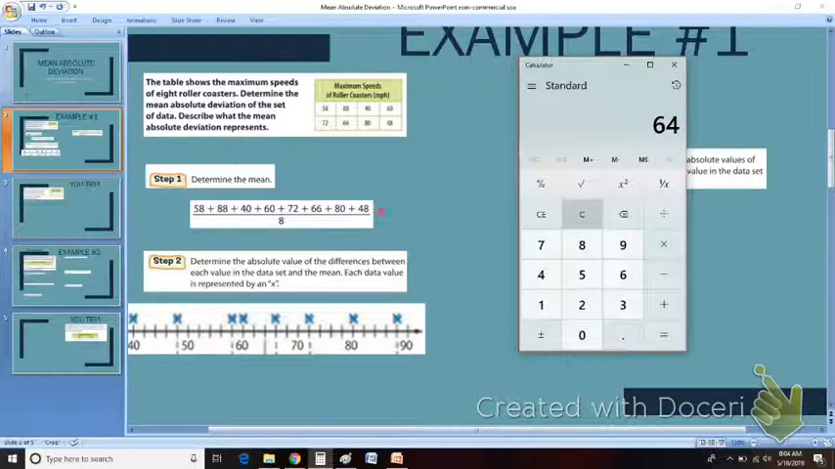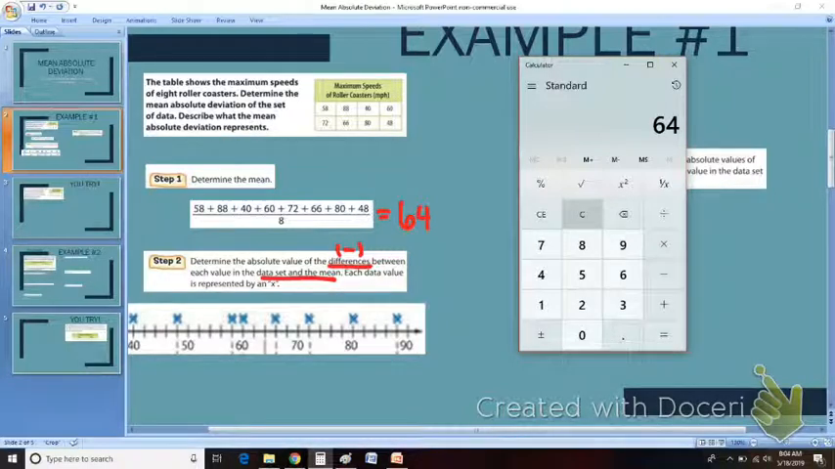So we get our mean of 64. So now our second step says you're going to determine the absolute value of the differences. So differences, we know we're going to subtract between each value in the set and the mean. Okay, so we just found out our average is 64.